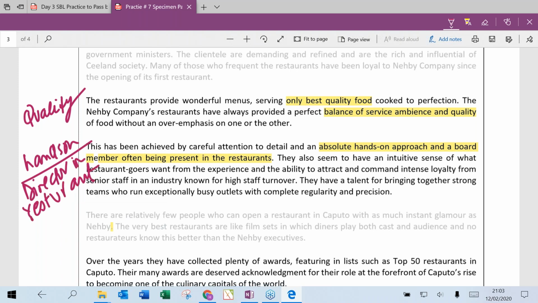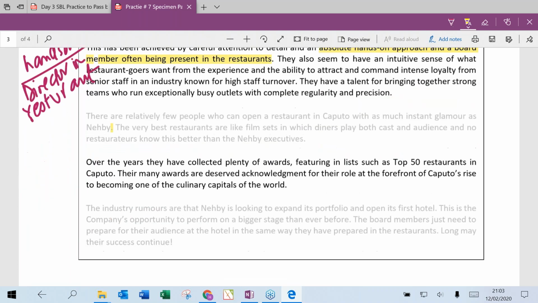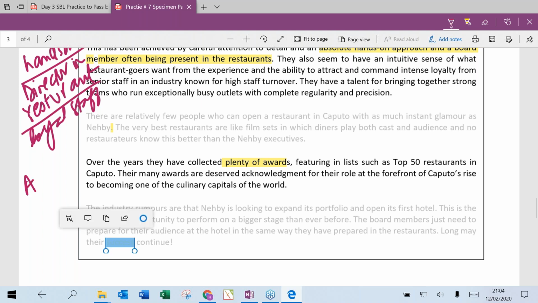Wow. Okay. And something about loyal staff. Okay, that's the three things. What else? Over the years, they have collected plenty of awards, featuring in lists such as top 50 restaurants in Caputo. Their many awards are deserved acknowledgement of their role at the forefront of Caputo's rise to becoming one of the culinary capitals of the world. So again, awards, which means quality. Okay.